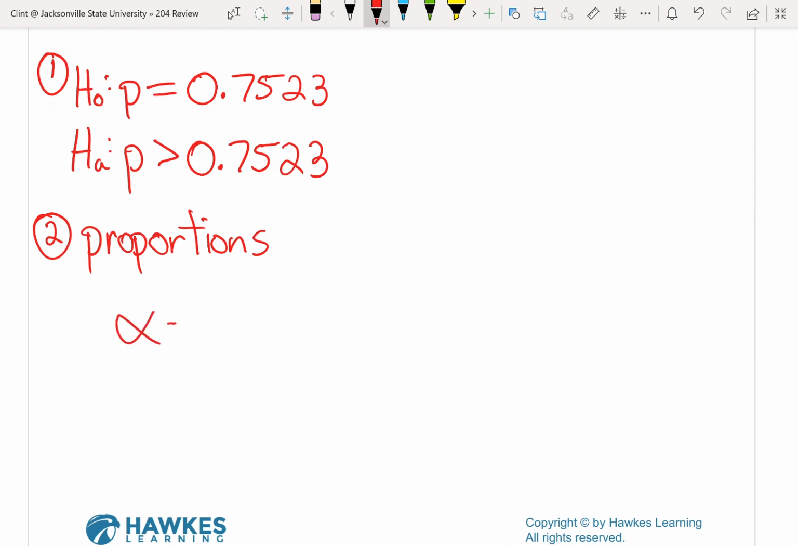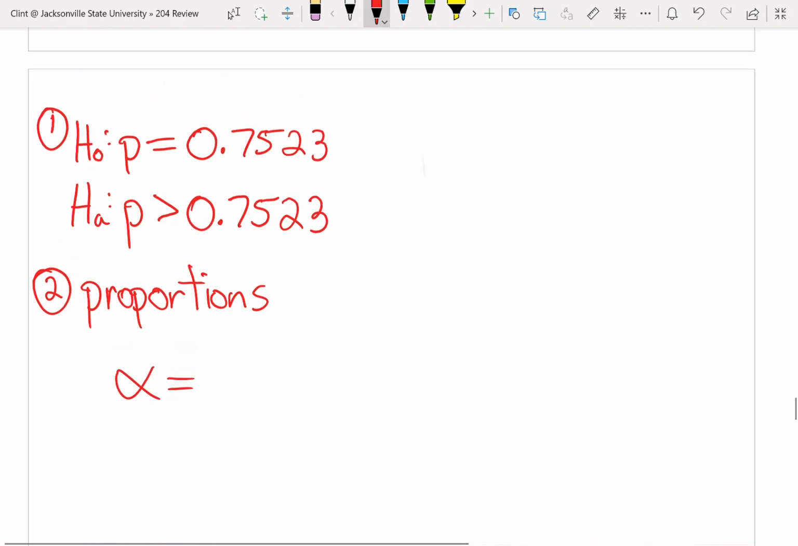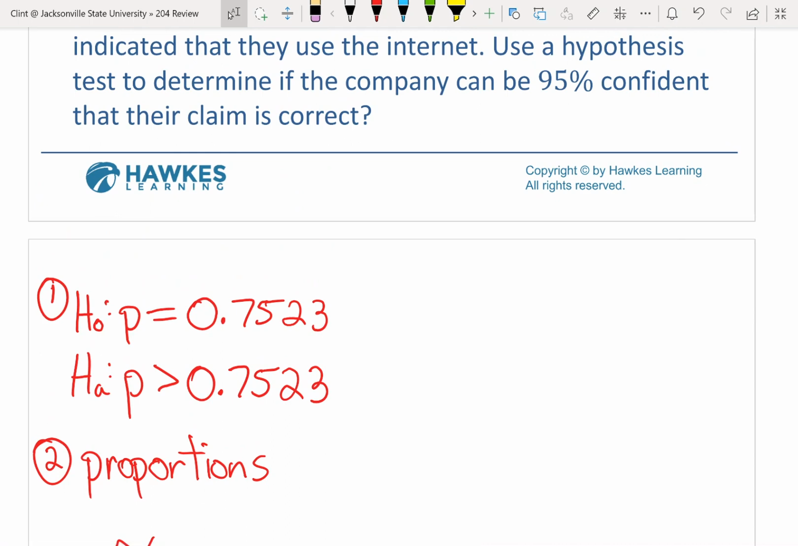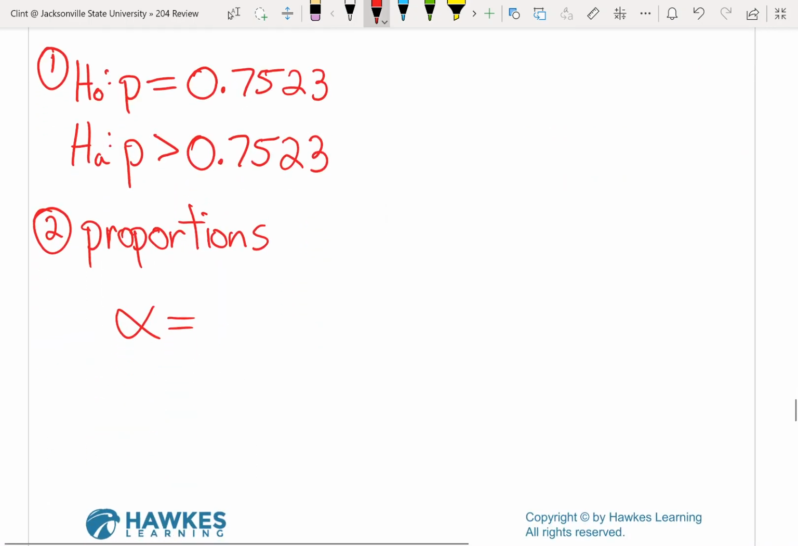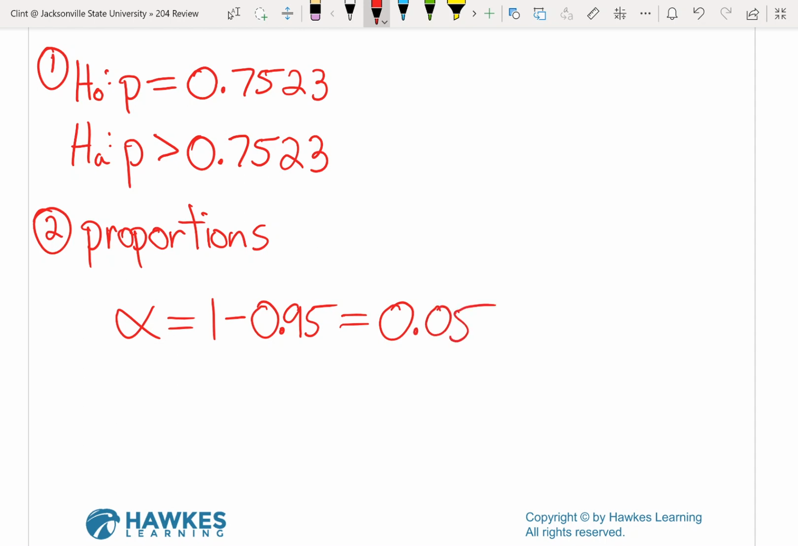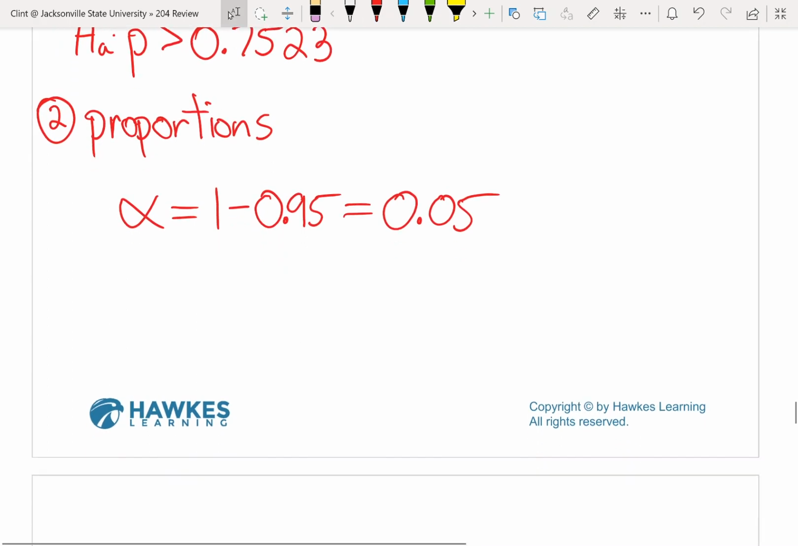And then we need our significance level. This one again gives us confidence instead. So it says if they want to be 95% confident, so to get significance, we subtract that from 1. We'll have 1 minus 0.95. That will give us our alpha of 0.05. And we can fill into our formula.